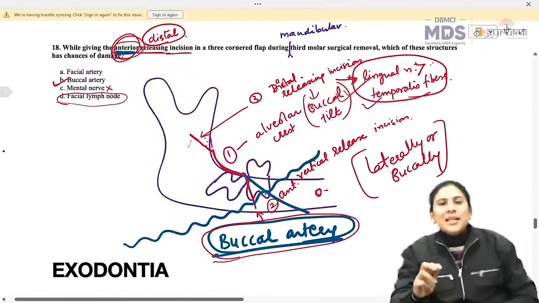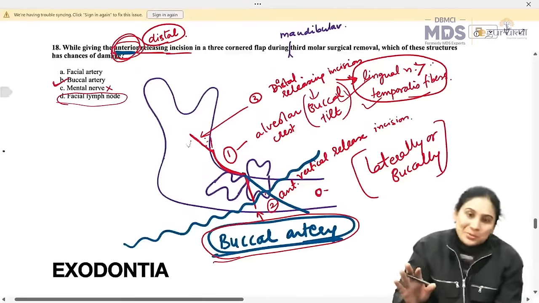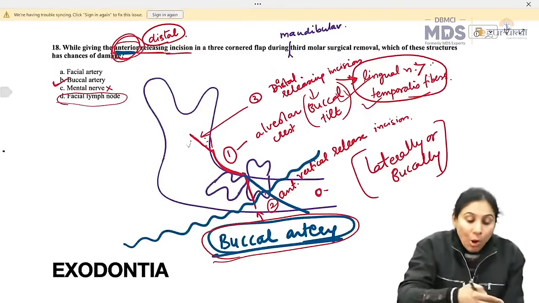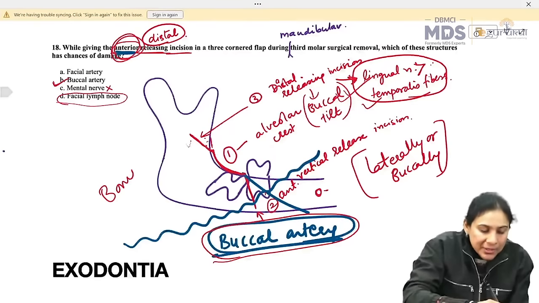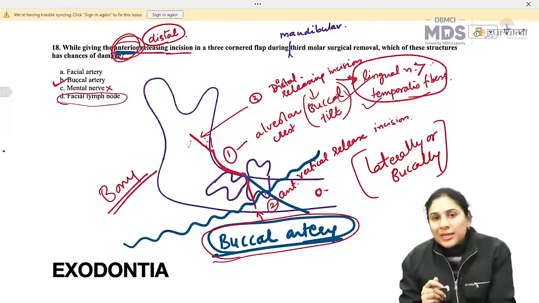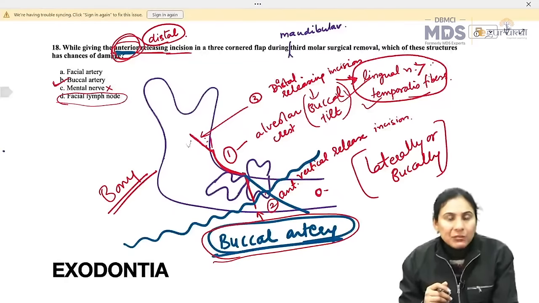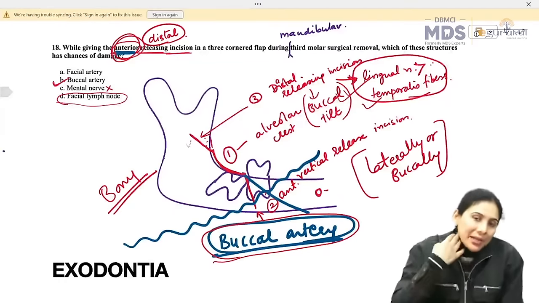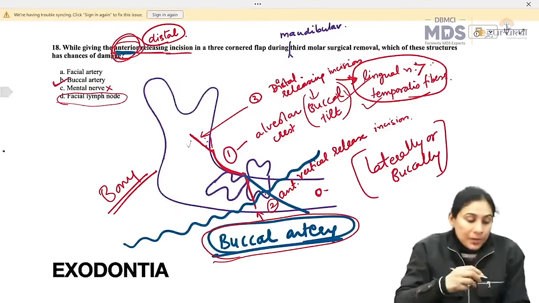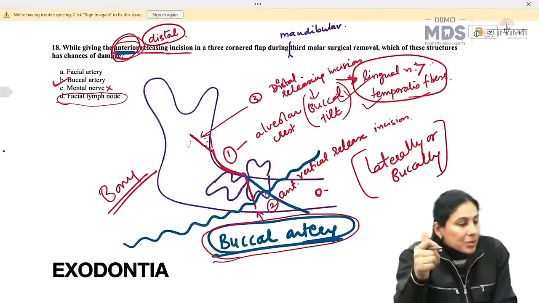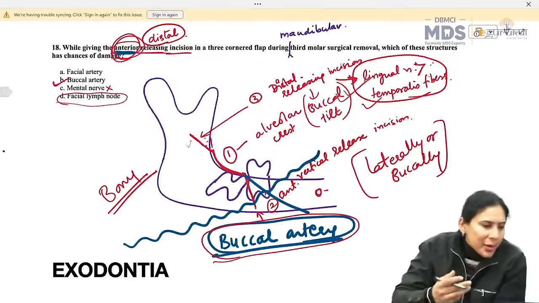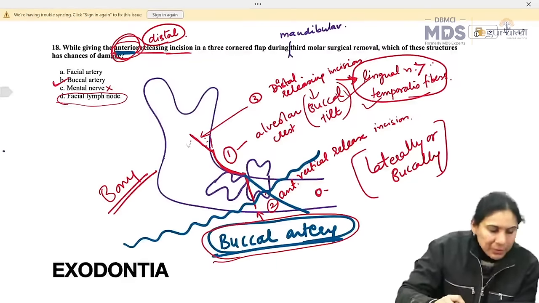there is no tension about the facial lymph nodes. Even if one or two are removed, nothing happens. And facial lymph nodes are very superficial. They are not bony deep. All these surgeries are bony surgeries. Whereas lymph nodes are superficial structures. Alright, you will not encounter the facial lymph nodes here. They will be encountered when you are doing the submandibular incision. Okay. So, is everybody okay with question number 18? Yes. Jyoti, I knew you know the answer. I don't know why you answered B. So, correct answer is B.